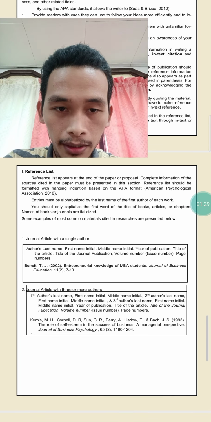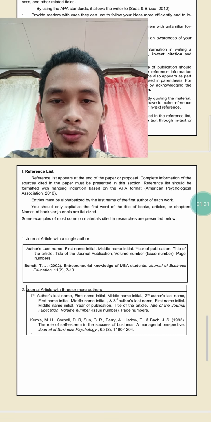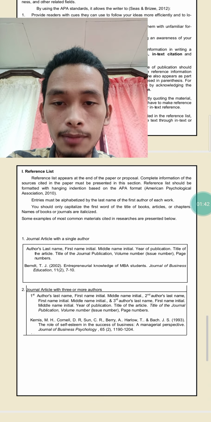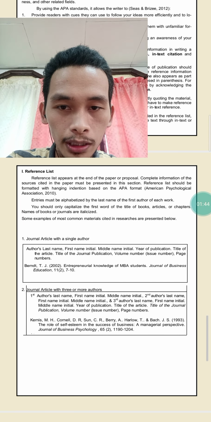And then the reference list should be in hanging indentation format, diba? Hanging indentation format. Okay. Entries must be alphabetized by the last name of the first author of each work. You should only capitalize the first word of the title of the book, articles or chapters. Names of books or journals are italicized, diba? Names of books or journals are italicized only.